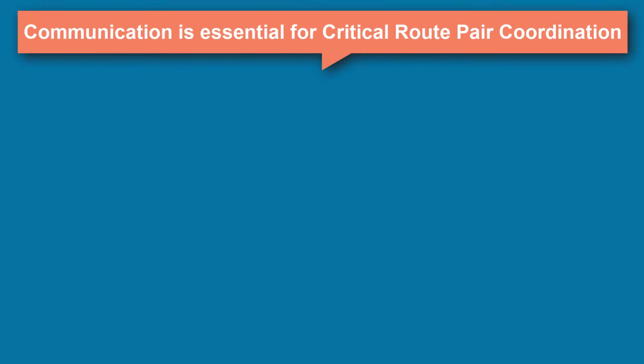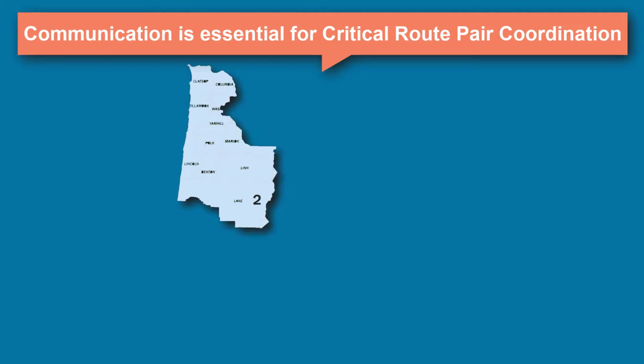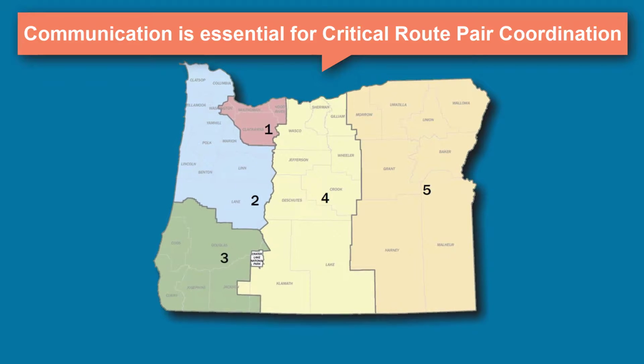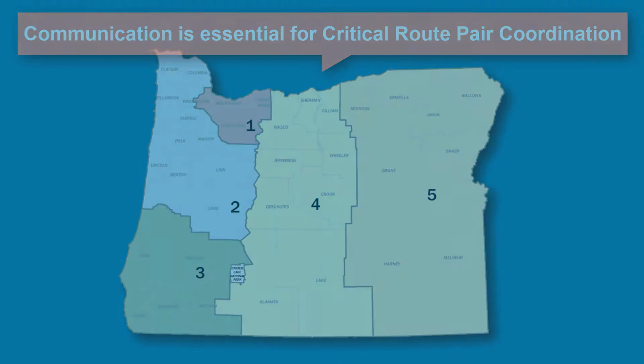In coordinating critical route pairs, it's essential to communicate within a region, between regions, and statewide to ensure an identified alternate critical route pair will not be concurrently restricted.